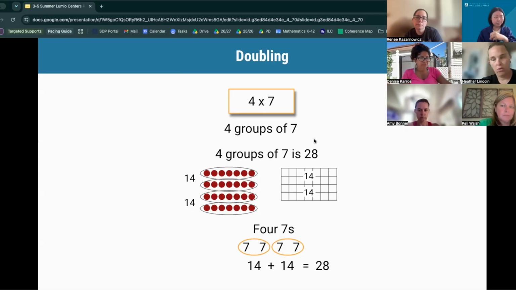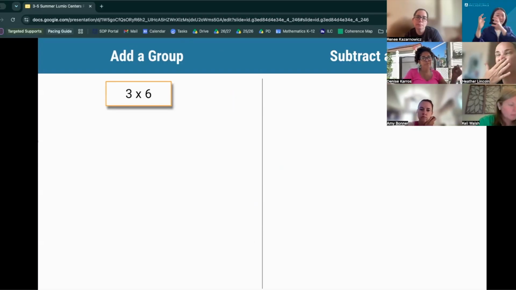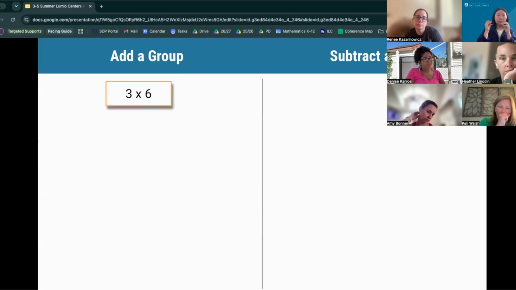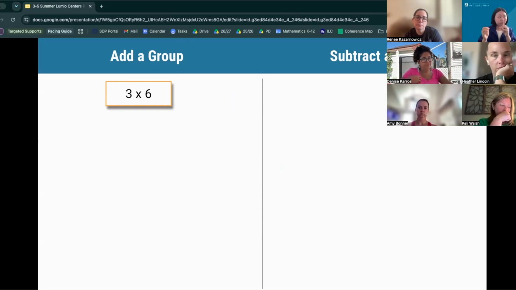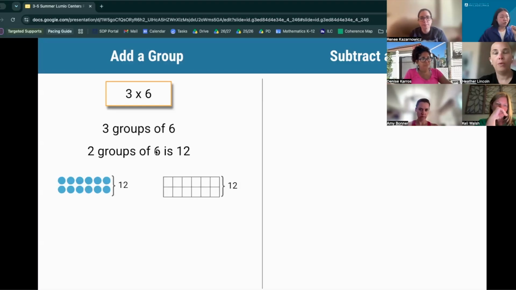The next strategy is add a group and then subtract a group. They're related because it's doing something similar. In one, we're just adding, and in one, we're just subtracting. Once again, really anchored in the fact that we are thinking about multiplication as equal groups. So when I'm working on 3 times 6, which is one of those facts that weren't highlighted, I'm going to anchor this once again into my 2s.